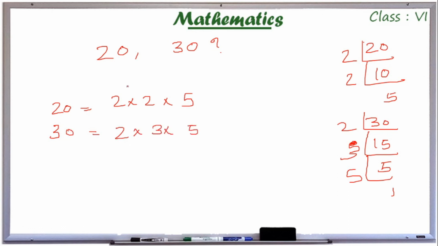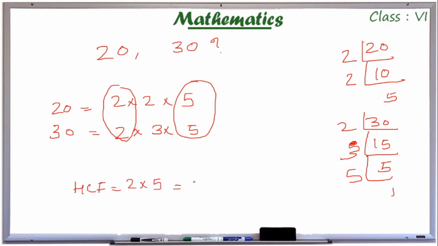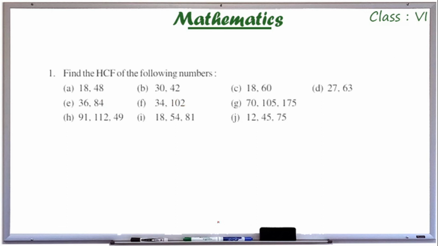Now look for the common elements. Here we have 2 and here we have 5. 2 and 5 are common. So the highest common factor is 2 into 5, which is equal to 10. So the highest common factor, you have to write like this: highest common factor of 20 and 30 is equal to 10. This is the method you have to write. Then you do the following yourself, finding the answers using prime factorization.